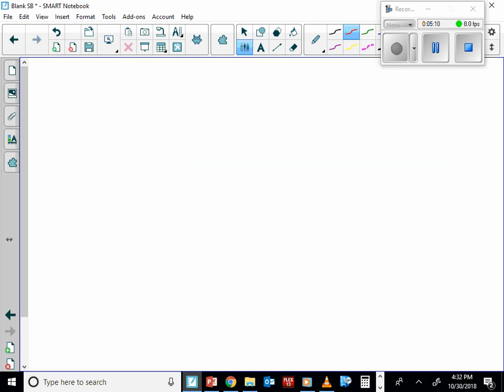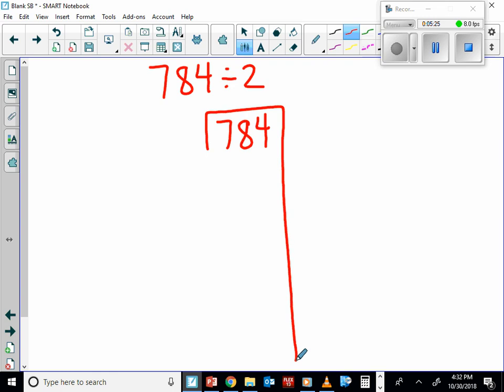Okay, again, I'll do one where I know there will not be a remainder. So 784 divided by 2. Okay? So we have 784. House. 2 is on the outside. Okay? So I'm multiplying. Remember, my magic number is 50.